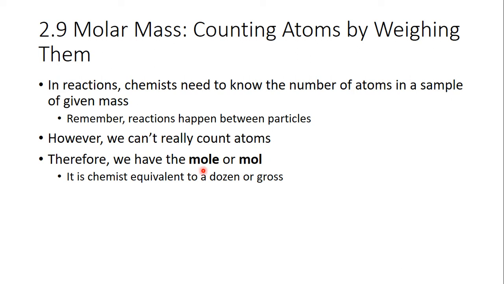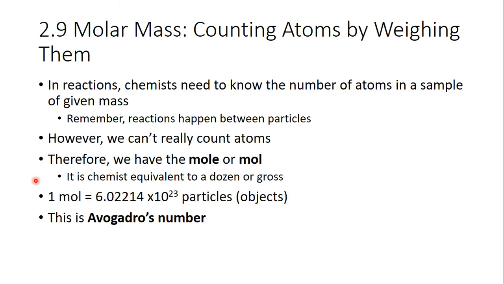So the mole is either spelled M-O-L-E or M-O-L. And this is really just a shorthand way to talk about a quantity of things, like a dozen or a gross is to a baker. Now, 1 mole is 6.022 times 10 to the 23 things.